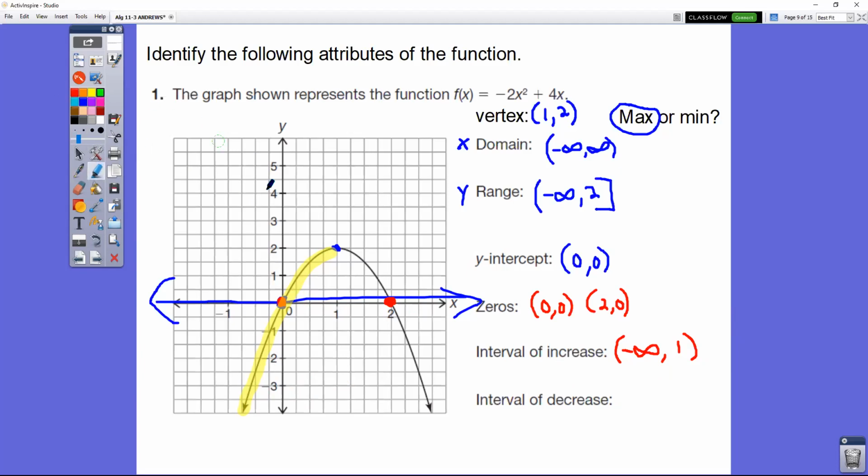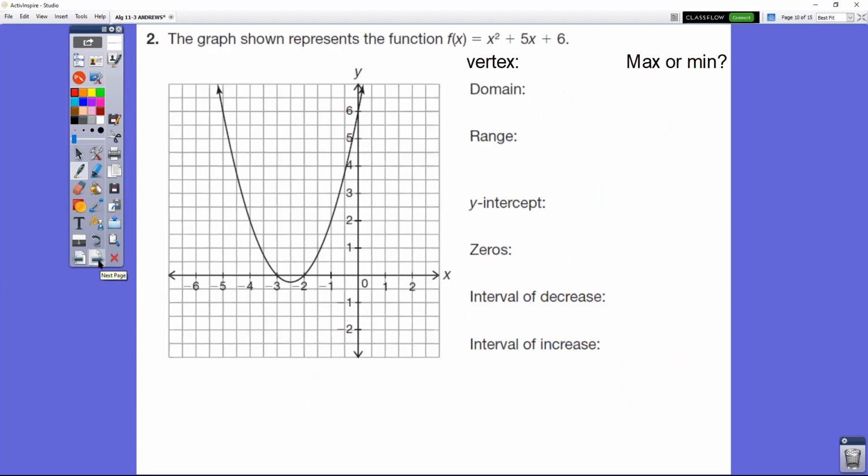Interval of decrease, starting here and going down. So we're starting at 1 and going to infinity, because remember, we're going from left to right. Yes, our graph, I'm pointing at the graph, yes, our graph is going down, but it's as we're going to the right. This is the type of stuff that you're going to have on your homework. If you could please try this one real quick. I'm going to give you about 1 minute.